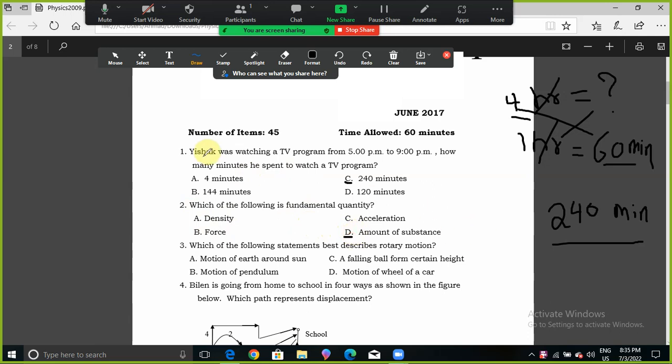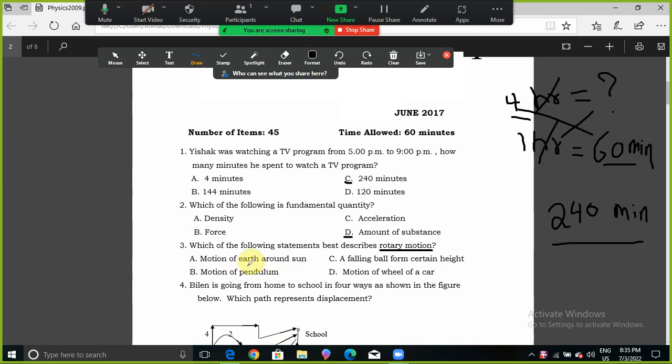Now, question number 3 says: which of the following statements best describes rotary motion? First of all, we have motion of Earth around the Sun, motion of a pendulum, a falling ball from a certain height, and motion of the wheel of a car. Motion of Earth around the Sun is described as curvilinear motion, so it's not A. Motion of a pendulum is described as vibratory motion, so it's not B.